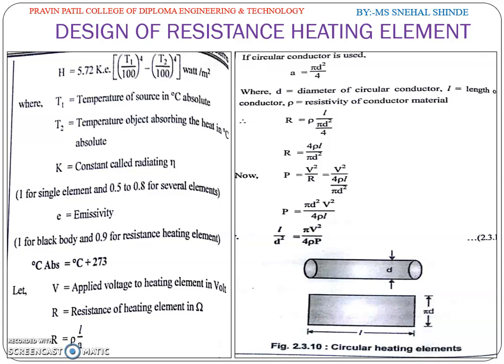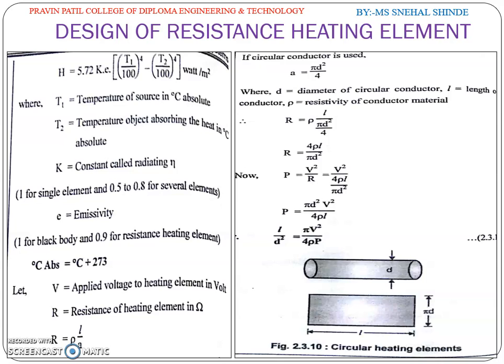So R equals rho L by A. In this formula, we have to substitute the value of A, which we have considered for a circular conductor. So in the place of A, we have to place A equal to pi d square divided by 4. Now, we will rearrange this equation and we will get R equal to 4 rho L divided by pi d square. Now, we know P equal to V square by R.